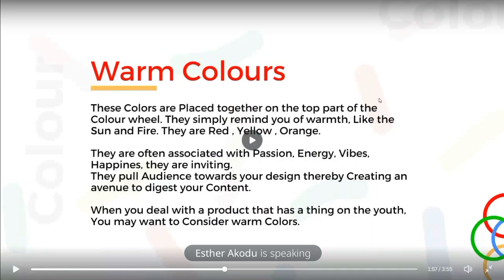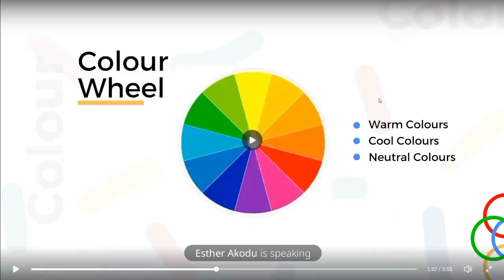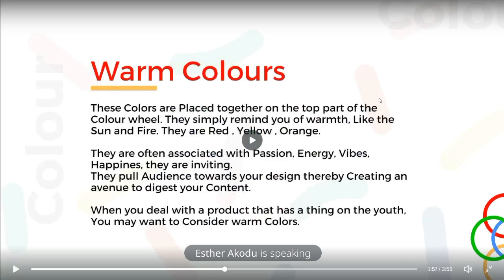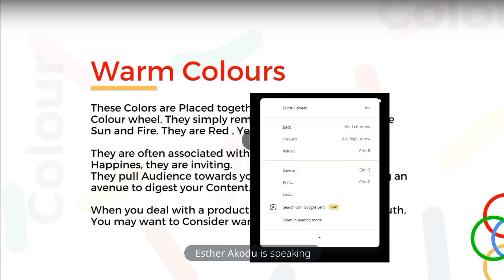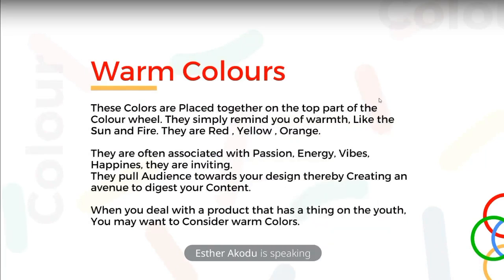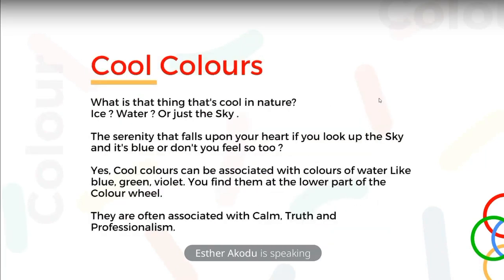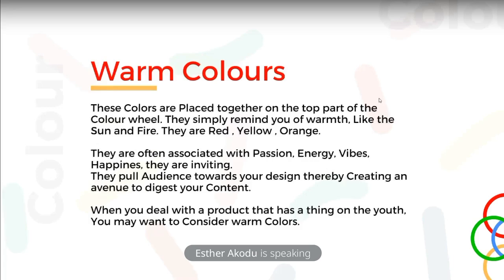I'll proceed. All right. So warm colors are colors that are placed... This, by the way, is a color wheel. So this circular thing you're seeing here is a color wheel. I don't know why my mouse is not moving, but I was trying to point to it. But the circular wheel you're looking at here is a color wheel, and it's just a circular representation of colors, right? Okay, let's move on. So the colors placed together are on the top of the color wheel.